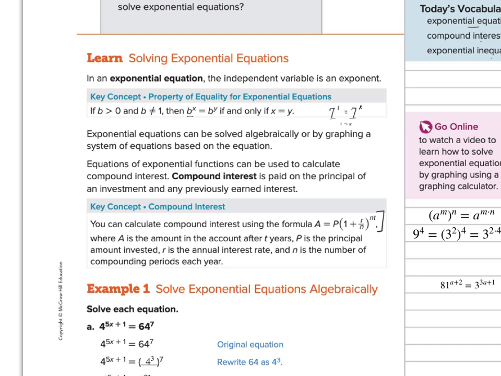For many of the equations that we do, the n is just going to be non-existent because it's just going to be once a year. But as long as we understand that that can change, we'll do some examples.